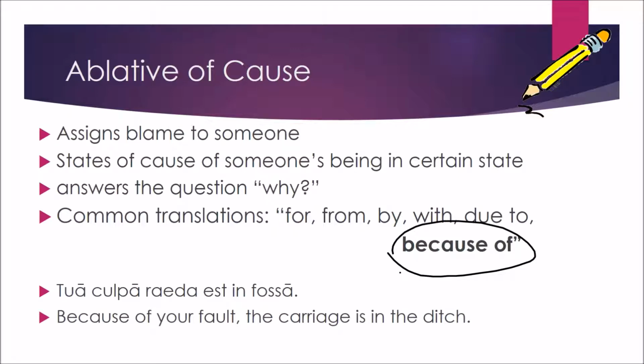For example, tua culpa raeda est in fossa: because of your fault, the carriage is in the ditch. Now this sounds a little stilted in the English, even though we're using our best translation option, which is what the rest of these are for, to play around with to really get the best possible translation in English. And instead of because of your fault, I would say due to your fault, the carriage is in the ditch, or even it is your fault, the carriage is in the ditch.